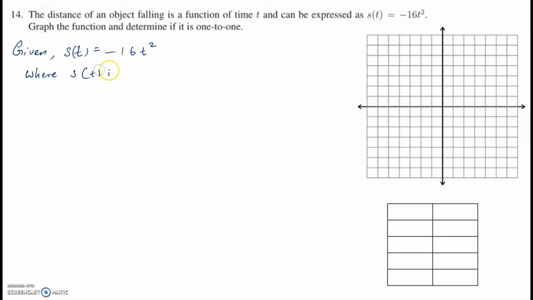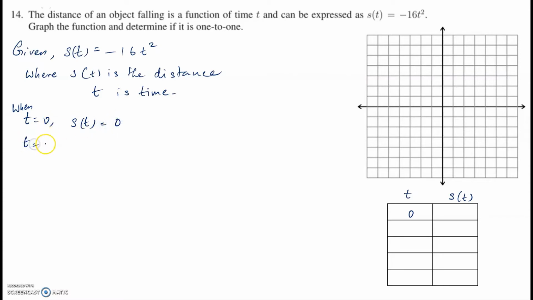s of t is the distance and t is time. We all know the time has to be a positive number, so we will start considering positive numbers for t. Let's look at this table here. Let this be the t value, and let this be s of t. So let's first take our t to be 0. So when t is equal to 0, s of t is equal to 0.